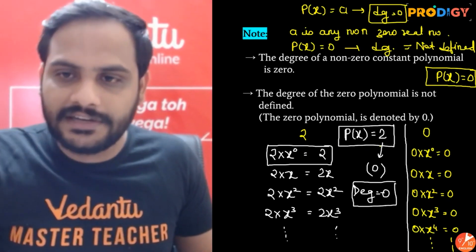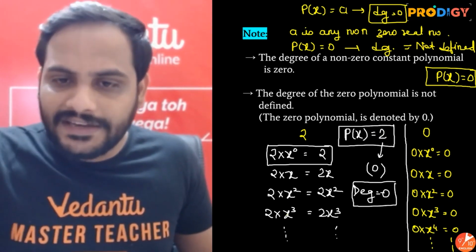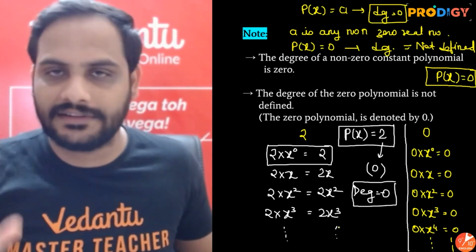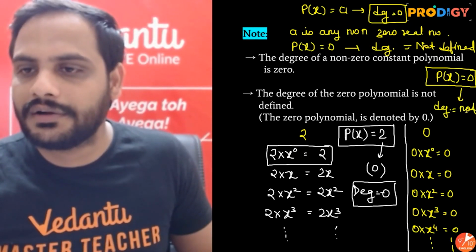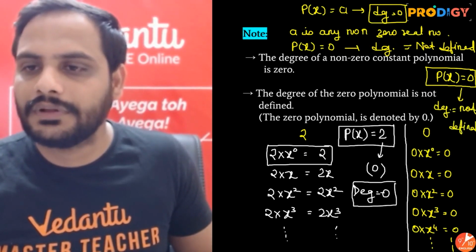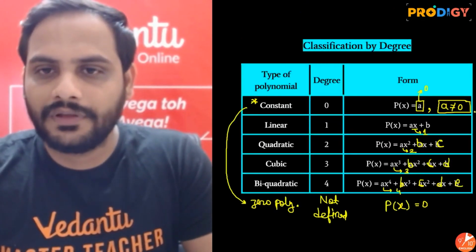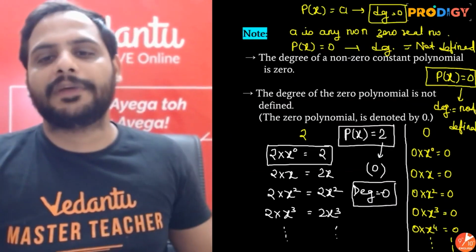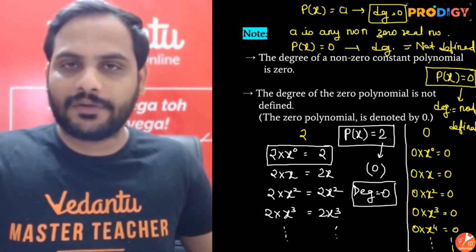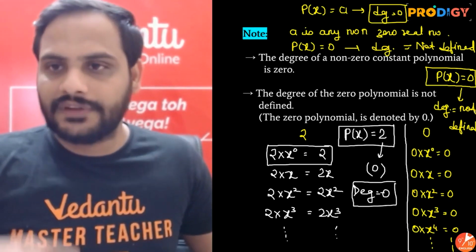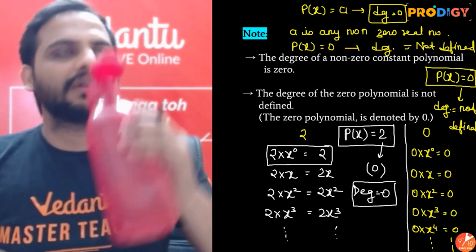But in a constant like 2, I am pretty sure I am multiplying 2 with x raised to the power 0. Because if I multiply 2 with any other power of x, my term will automatically change. That is why in case of 0, we will say degree is not defined. Alright beta, ठीक है. Very important topic, why the degree of a 0 polynomial is not defined. Because when I write p(x) equal to 0, we cannot say for sure that 0 is multiplied with what power of x.